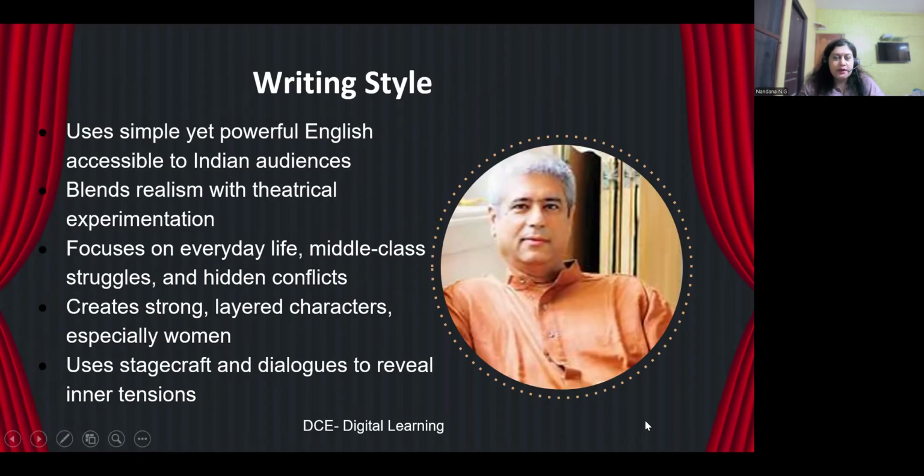Now, coming to his writing style, he uses simple and powerful English which is accessible to Indian audiences. And in his plays, we can see a blend of realism with theatrical experimentation. The subject matter usually focuses on everyday life, middle class struggles, and hidden conflicts. Through his plays, he has successfully created strong, layered characters, especially women. He also uses stagecraft and dialogues to reveal the inner tensions prevalent in modern Indian families.